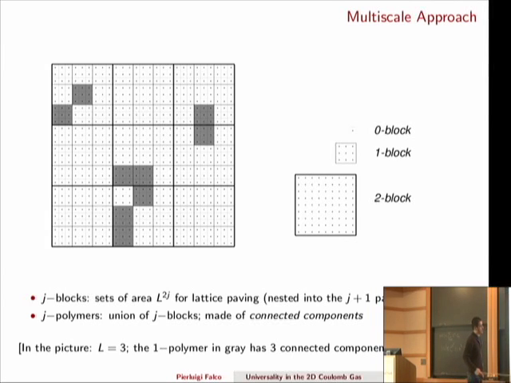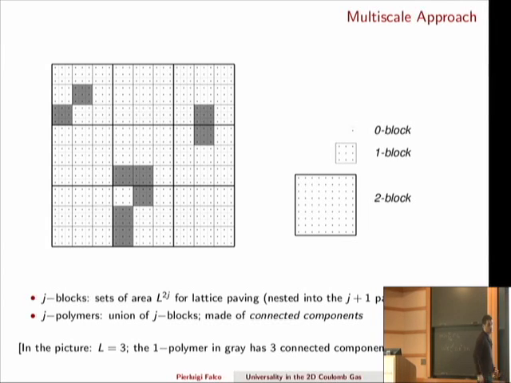It's natural to introduce blocks, sets of side L, in this way. So just considering blocks, you start partitioning your original lattice with blocks of side L. Well, L to the 0 block means just points. Block of side L to the 1: in this picture, L is equal to 3, so a block of side L to the 1 contains 3 points.